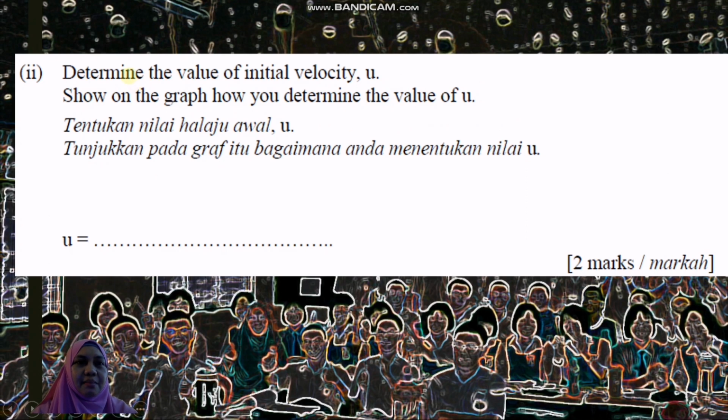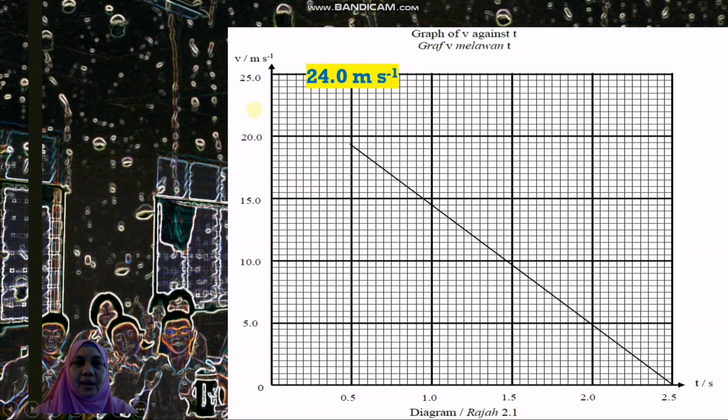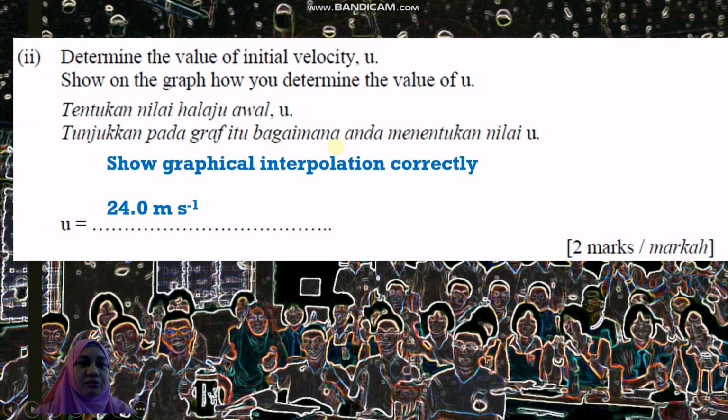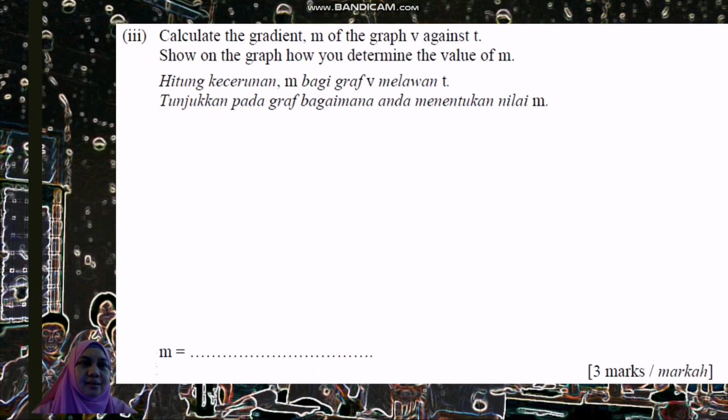Next, determine the value of initial velocity u. Show on the graph how you determine the value of u. Students, initial velocity is when t is 0. So what you need to do is extrapolate this line until it intercepts the y-axis. So here is 24 meter per second, which means u is 24 meter per second.